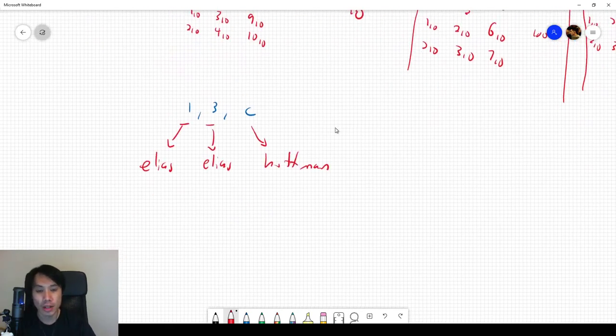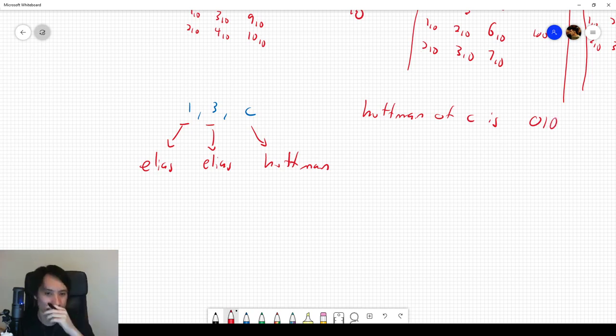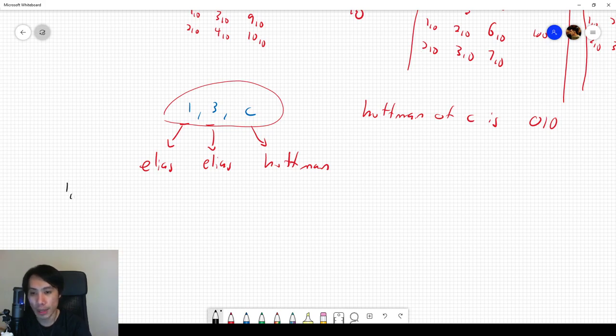Okay, so let's assume the Ahmed of C is 0, 1, 0. Just assume. How am I supposed to encode it? Let's begin with 1. 1 in base is 1 binary, because its length is 1 and it's a gun, so the first encode is going to be L.